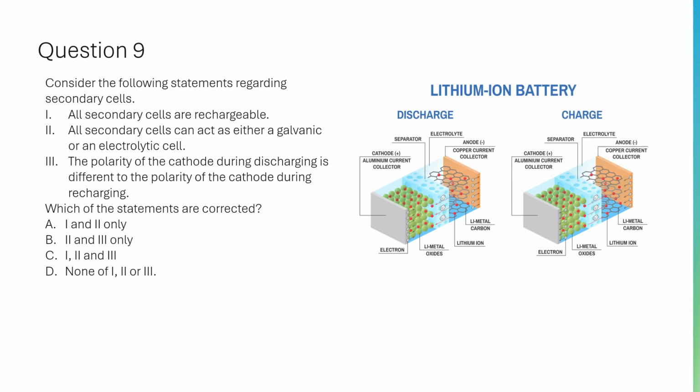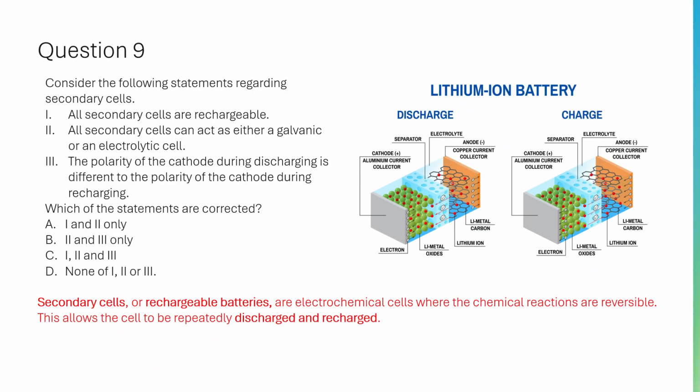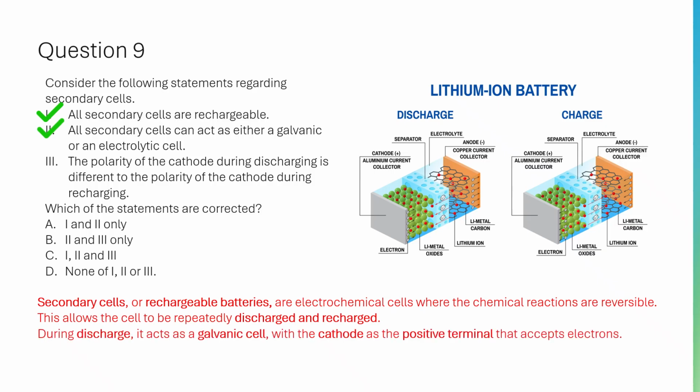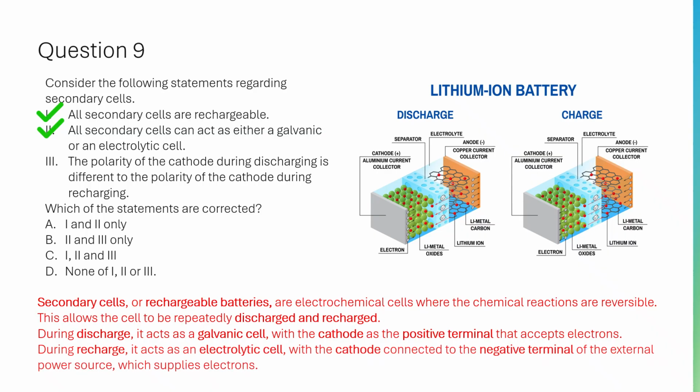Secondary cells, or rechargeable batteries, are electrochemical cells where the chemical reactions are reversible. This allows the cell to be repeatedly discharged and recharged. During discharge, it acts as a galvanic cell, with the cathode as the positive terminal that accepts electrons. During recharge, it acts as an electrolytic cell, with the cathode connected to the negative terminal of the external power source, which supplies electrons.